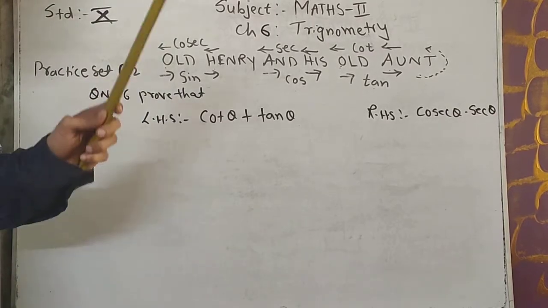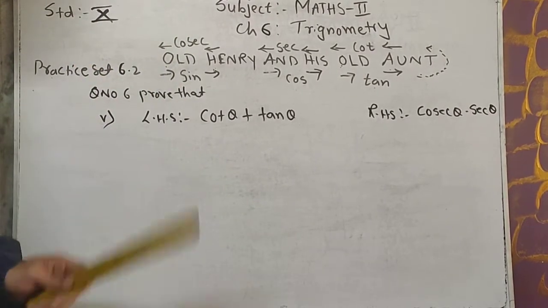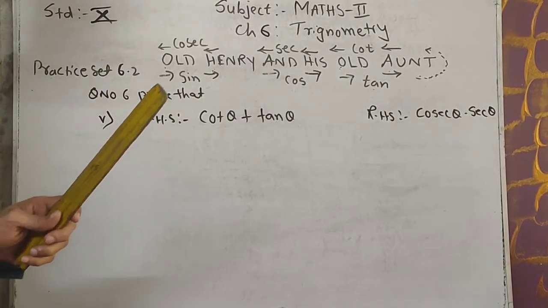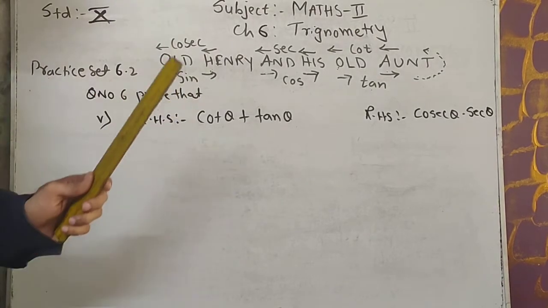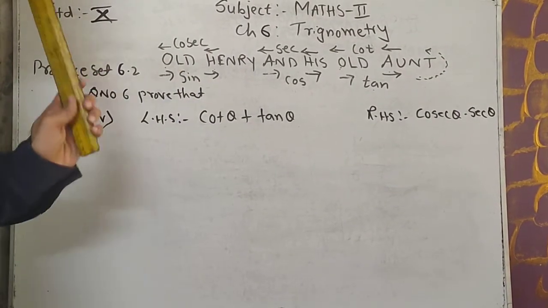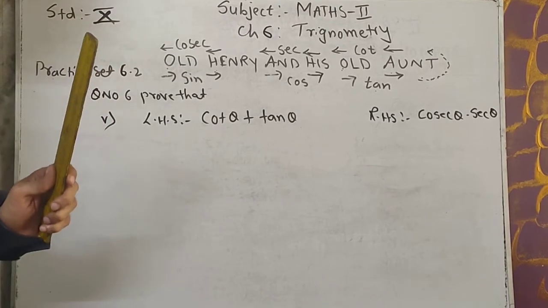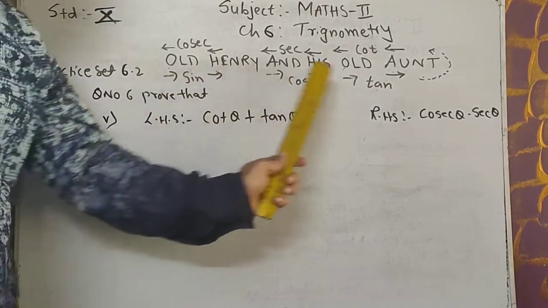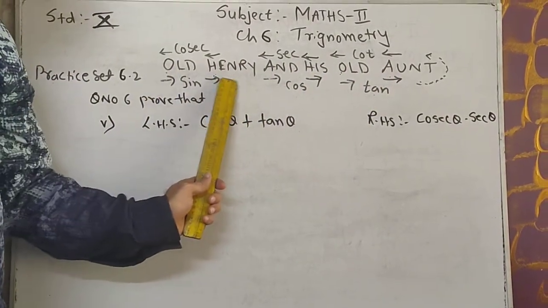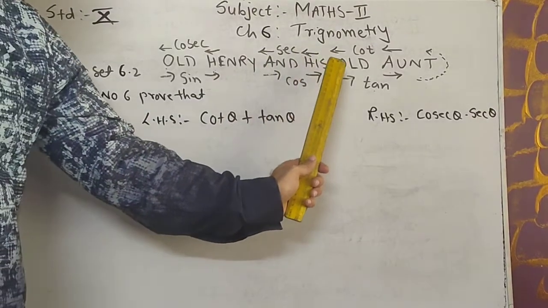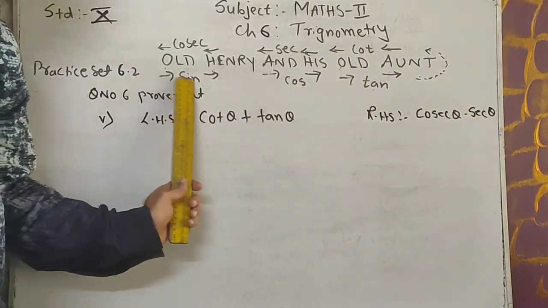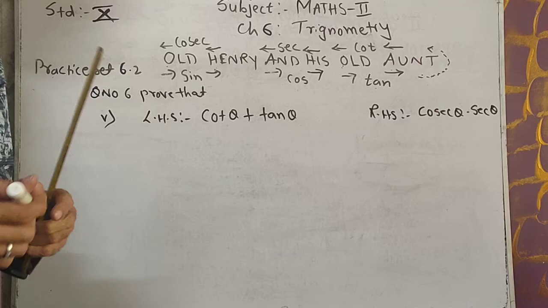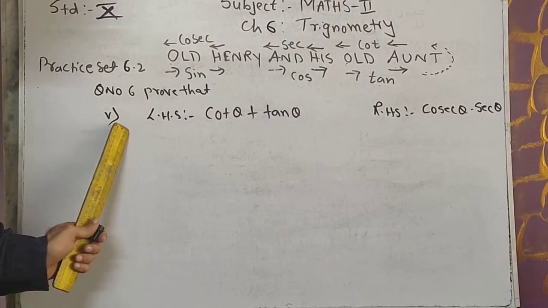My dear students, today we are going to continue practice set 6.2. In my previous video, I completed practice set 6.2, question number 6, up to sum number 4. Now today we are doing sum number 5. You know this statement, "Old Henry and his old aunt." With the help of this you get 12 formulae. All of you know this very well. So now we are starting sum number 5.